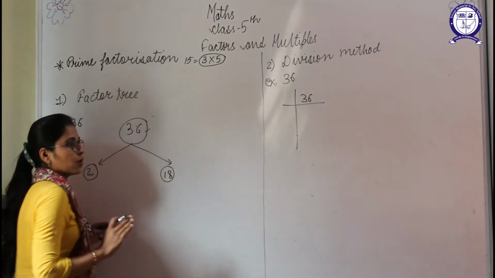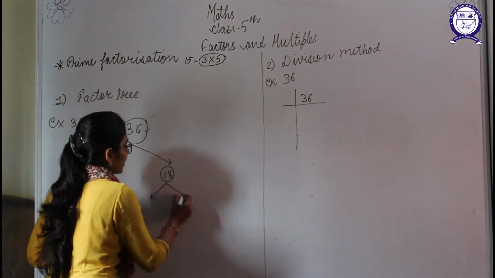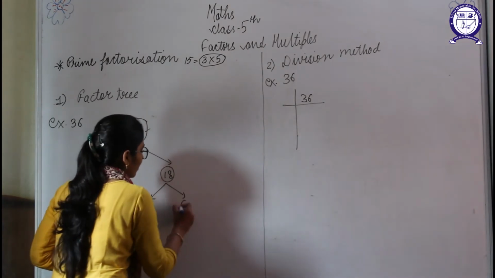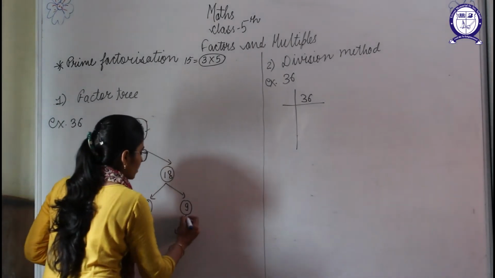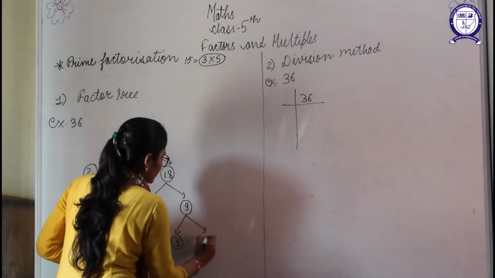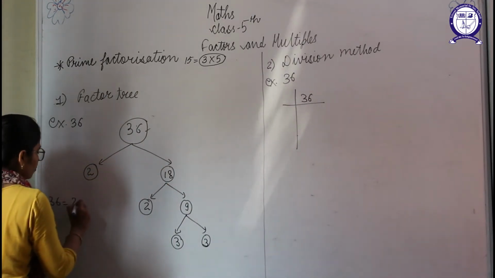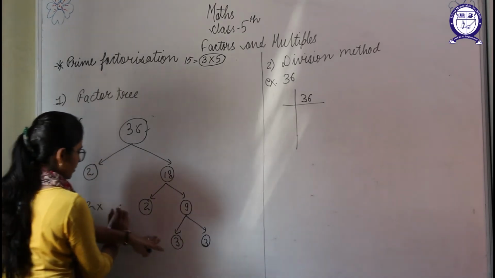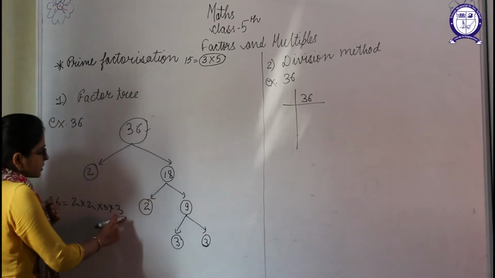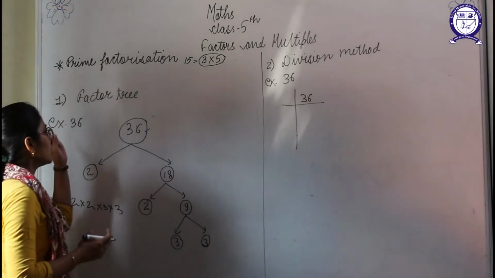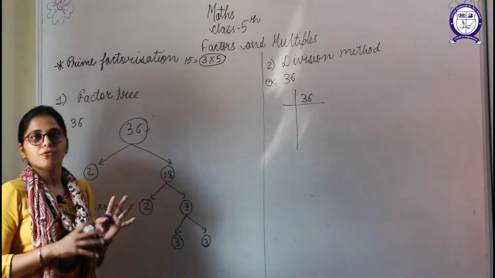So 2 is the only even prime number, so we will divide 18 again. When we divide 18 by 2, 9 will remain, but 9 is a composite number. So we will divide 9 by 3 and it will give us 3. So the factors of 36 will be 2, 2, this 3 and this 3. So 2 2s are 4, 4 3s are 12, 12 3s are 36. These are the factors of 36 by the factor tree. Means you have to just create a tree of the factors.